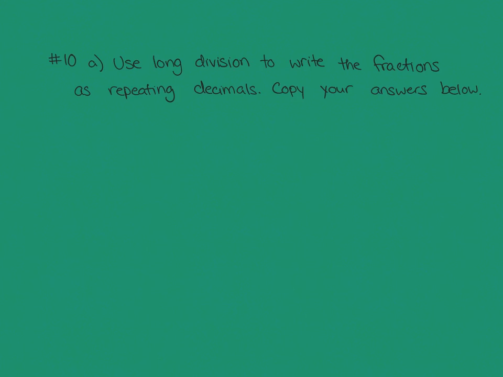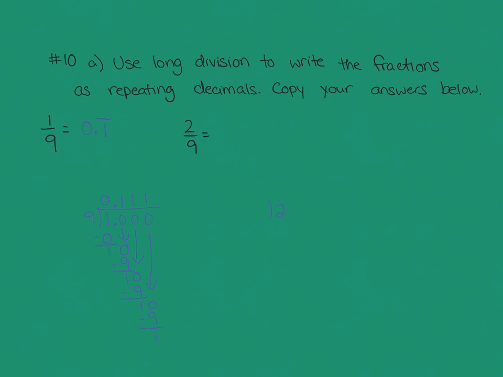Question 10a asks you to use long division to write the fractions as repeating decimals and copy your answers below. So they give you 1 out of 9, 2 out of 9, 3 out of 9, and 4 out of 9. We're only going to do the first 2. So 1 divided by 9, we'll put our decimal here, so 9 goes into 1 0 times, so that equals 1. And then 9 goes into 10 once, which gives us 9. When we subtract it, that leaves us with 1. Bring down another 0, it goes in once. That's 9 equals 1. Now, we can see that this pattern is going to keep going, so we can just stop here. We know that this is 0.1 repeating.